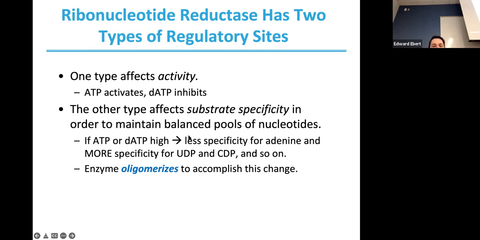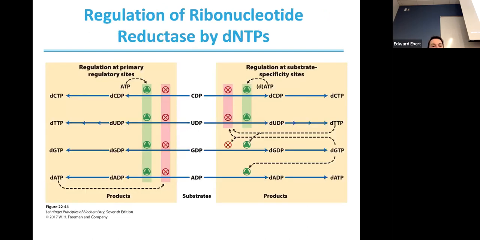So what we see here, in this case that we have on the slide, is we have lots of ATP or dATP. It will bind at this other site and make the enzyme less likely to bind ATP and convert it into deoxy ATP. It will enhance the specificity for UDP and CDP, and so on and so forth. So each enzyme can bind there and change the specificity for the others. And one of the ways this happens is through oligomerization, where we can see these all bind together.